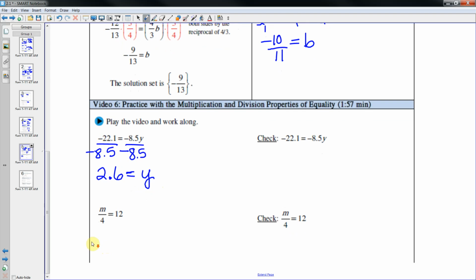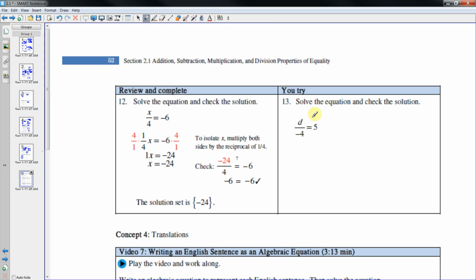Now this one at the bottom looks a little different. If you want to think of it this way, that's a 1m over 4 equals the 12. This is the same as the ones that I did above, where you have one fraction equals a number. So I'm going to multiply by the reciprocal. The reciprocal of 1 over 4 is 4 over 1. So I'm going to multiply both sides by 4 over 1, which is really just 4. So on the left side, those would cancel, and I would have m equals 12 times 4 over 1, or 12 times 4 gives me 48. That one can be a little tricky because you need to remember there's a 1 in front of that m.